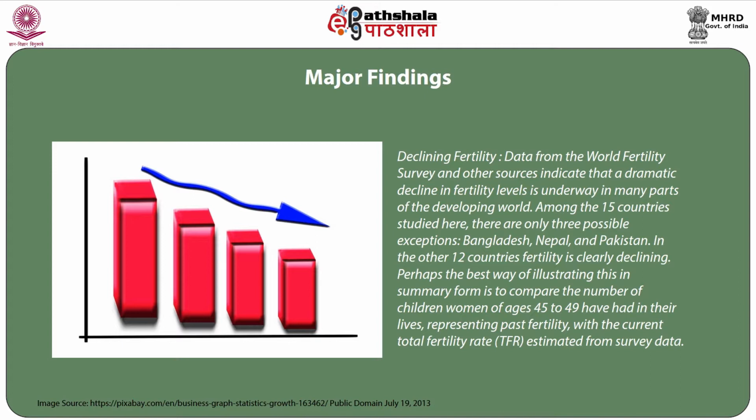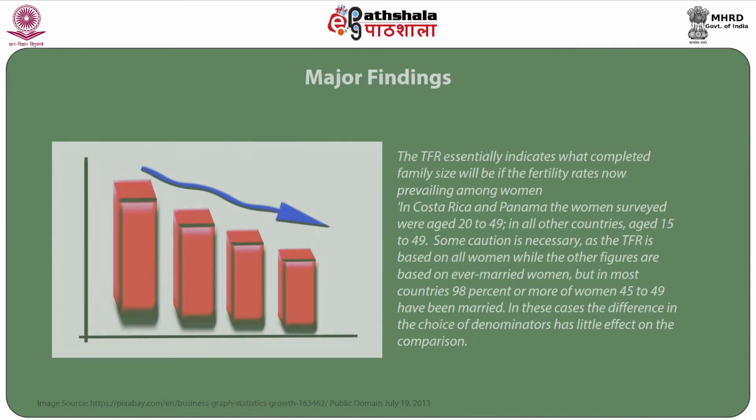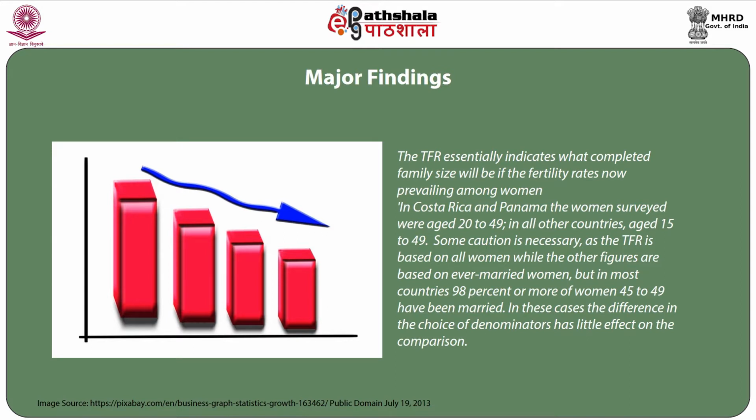Perhaps the best way of illustrating this in summary form is to compare the number of children women of ages 45 to 49 have had in their lives, representing past fertility, with the current total fertility rate estimated from the survey data. The TFR essentially indicates what completed family size will be if the fertility rates now prevailing among women continue. In Costa Rica and Panama, the women surveyed were aged 20 to 49. In all other countries, aged 15 to 49.